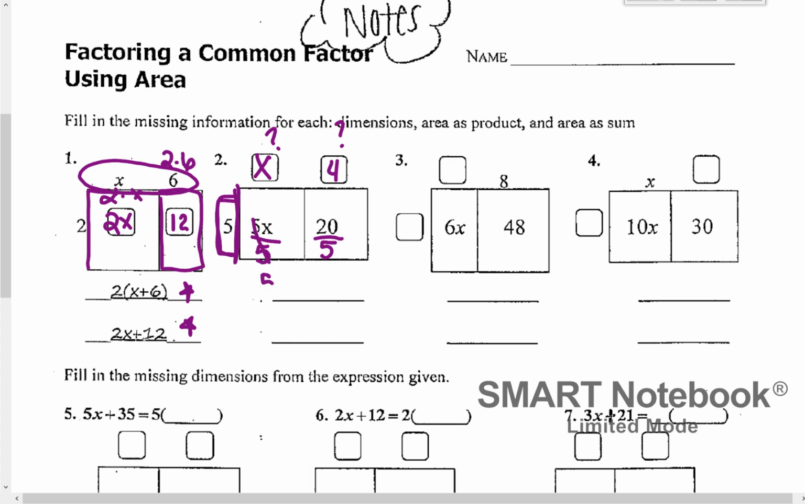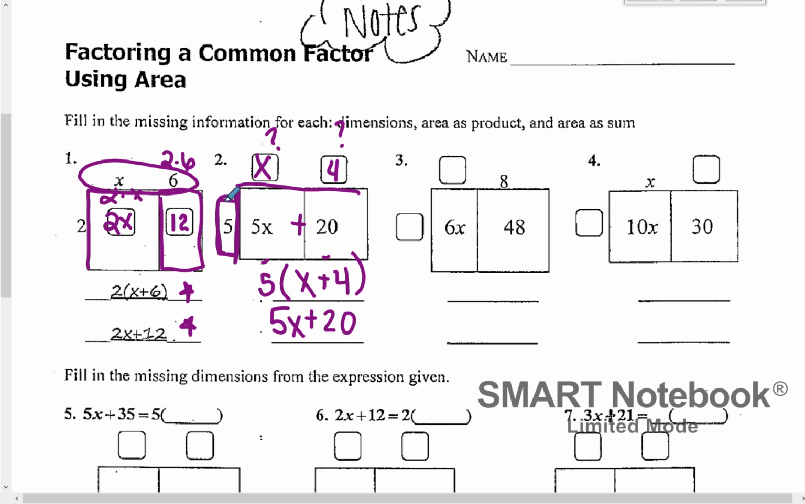Okay, now we write this in our two different ways. 5 is our factor that we're multiplying by both of them, so that goes outside the parentheses. Then we have our length, which is x plus 4, that goes inside our parentheses. Now we write our second way, which is the area, the sum of our areas, which is 5x plus 20. Because if we add the area of this box to the area of this box, we get the area of the whole box.